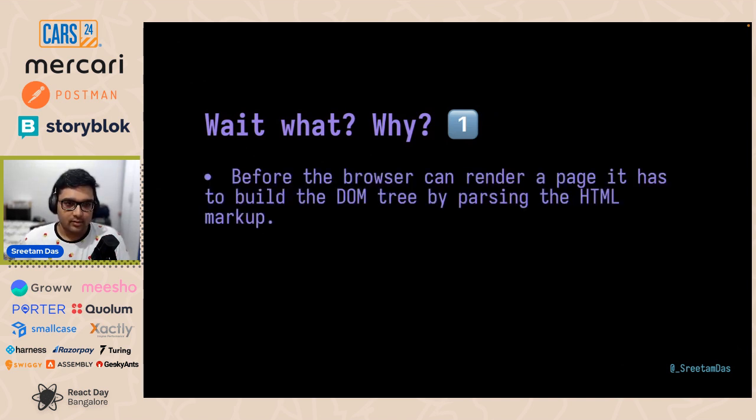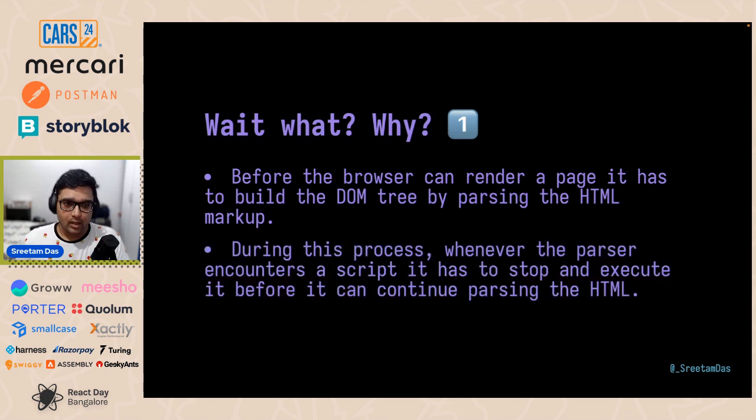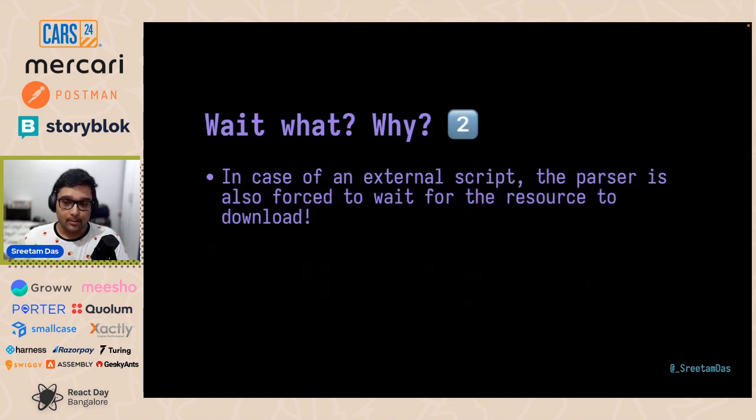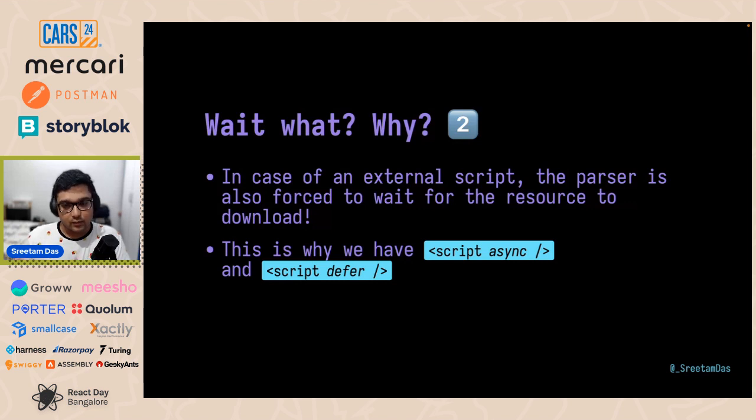What's happening here? Well, before the browser can actually render a page, it has to build the entire DOM tree by parsing the HTML markup. During this process, wherever the parser encounters a script, it has to stop and execute it before it can continue parsing the HTML. In the case of an external script, the parser is also forced to first wait for the resource to actually download. This is why we have the async and defer attributes, because they allow us to basically not block the page from completely loading.